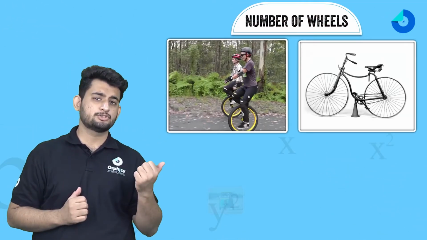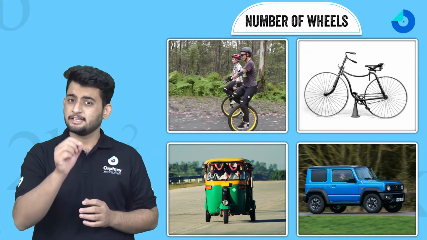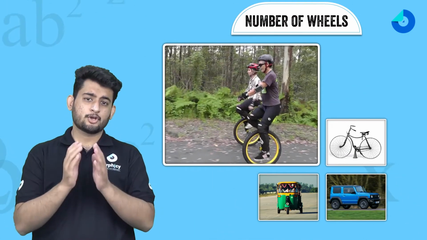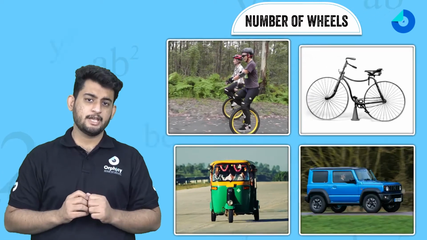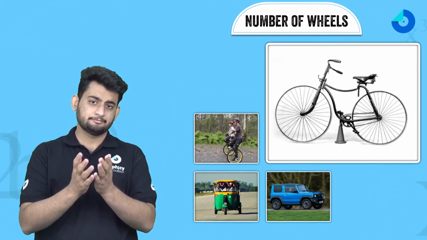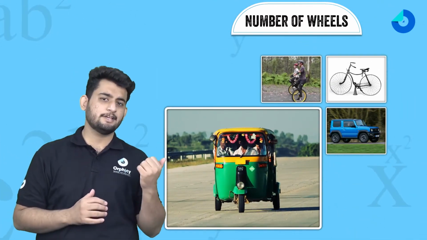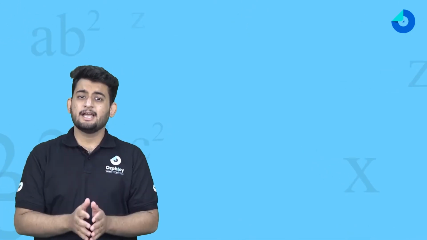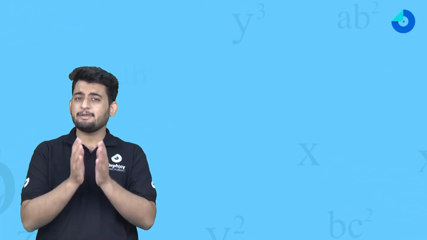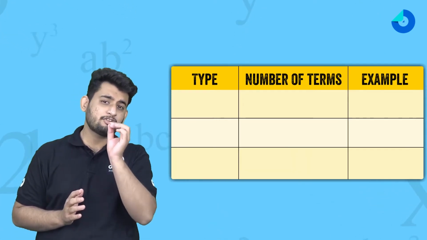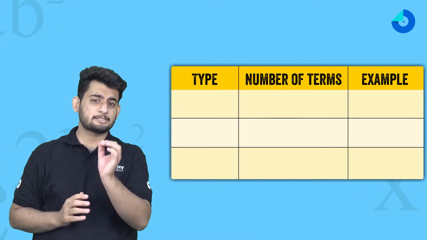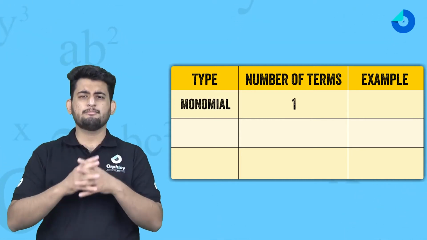What's the most obvious difference between these modes of transport? Yes, the number of wheels. This is a monocycle because it has only one wheel. This is a bicycle. Auto rickshaw has 3 wheels, whereas a car has 4. Similarly, algebraic expressions can be named based on the number of terms they have. If the number of terms in an algebraic expression is 1, it's called a monomial.